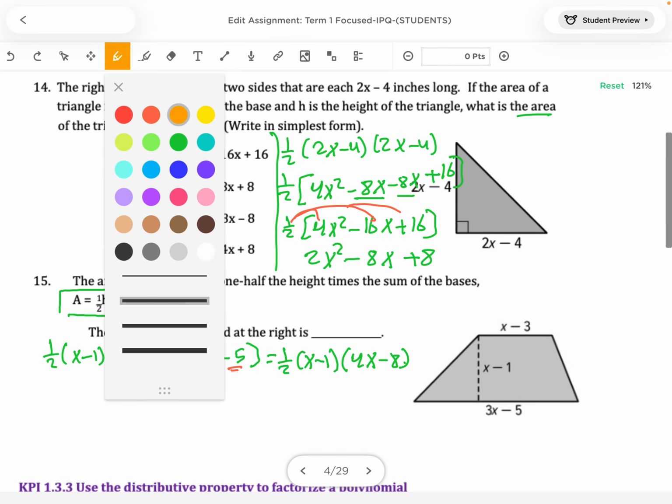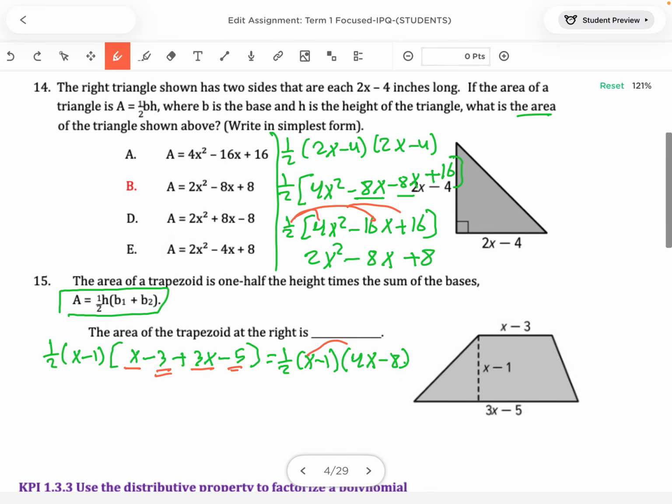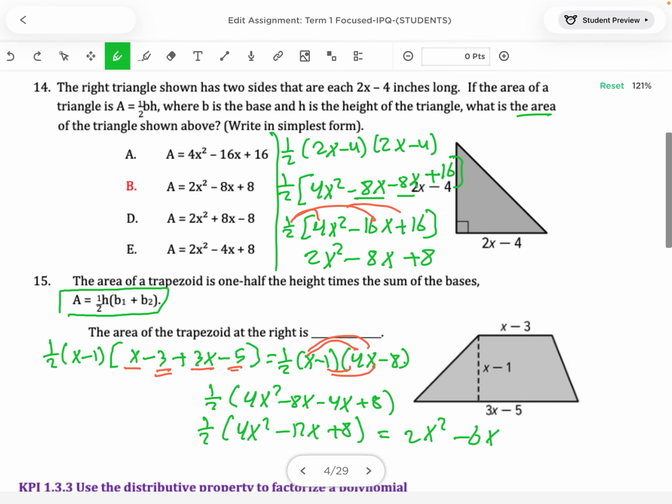Now I will distribute again. One over 2 aside. 4x squared minus 8x minus 4x, and minus 1 times minus 8 is positive 8. We combine like terms, so 1 over 2 times 4x squared minus 12x plus 8. And I will distribute the half: 2x squared minus 6x plus 4.